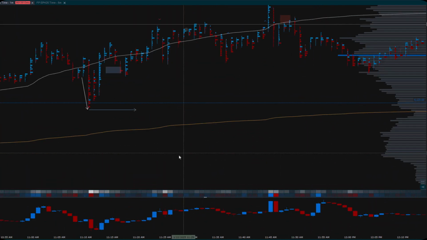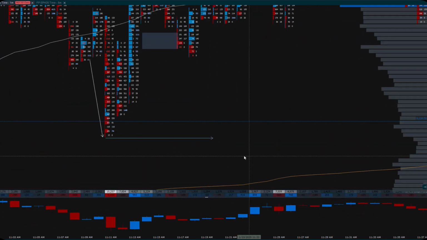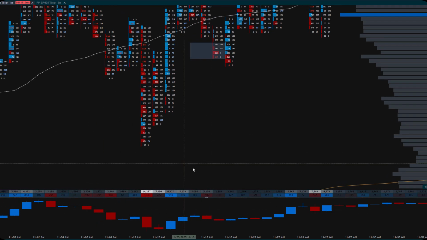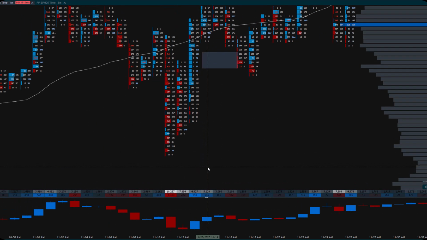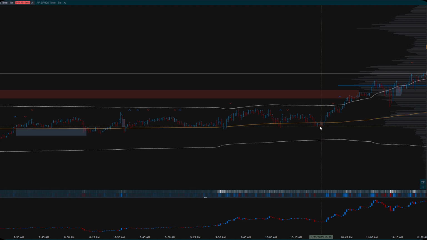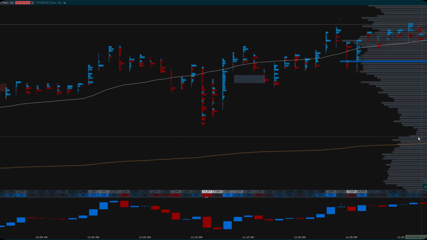So I don't want to show too many examples, right? I think 3 examples is fine, but you get the concept of this, right? And the knowledge behind it, right? You obviously want to see that volume taper off, right? Because it's a low of value normally, right? At these lows, volume tapers off. So you want to see that volume taper off.